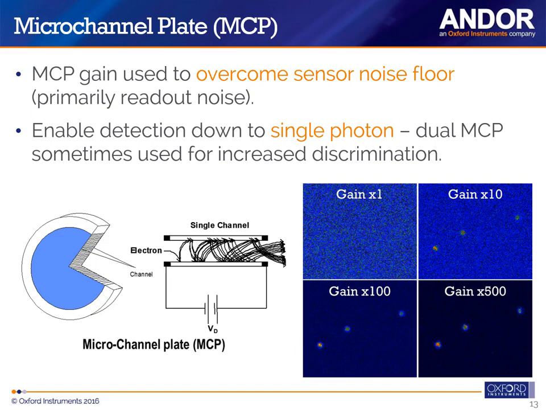The graph on the right hand side gives an idea of the impact of gain on the signal to noise ratio achievable. Here you can see with a small gain of 1, the useful signal is buried in the noise floor of the sensor. As the gain is increased, the useful signal is extracted above the noise floor of the sensor.